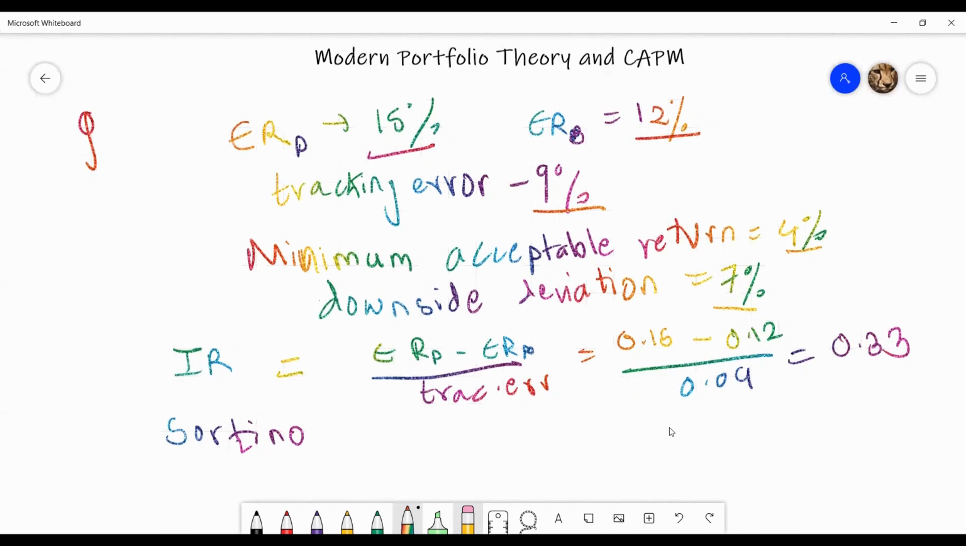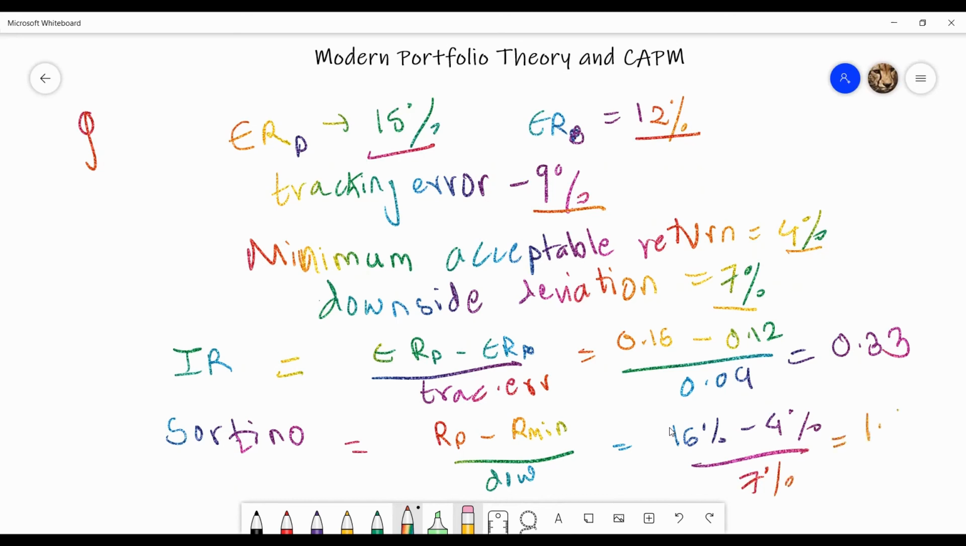And similarly, Sortino ratio is equal to your return on the portfolio minus minimum acceptable return, divided by your downside deviation. So your return on the portfolio is 15%, minus 4%, which is your minimum acceptable return, divided by the downside deviation, which is 7%, which is equal to 1.57. And this is how you solve problems on these three ratios.